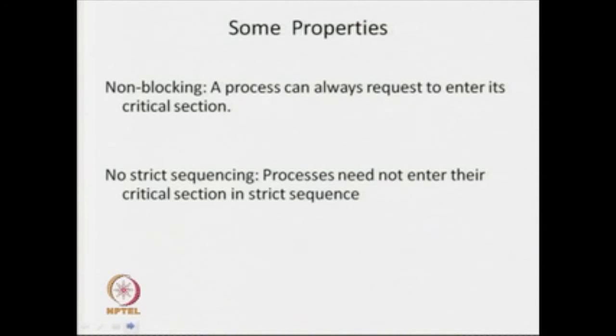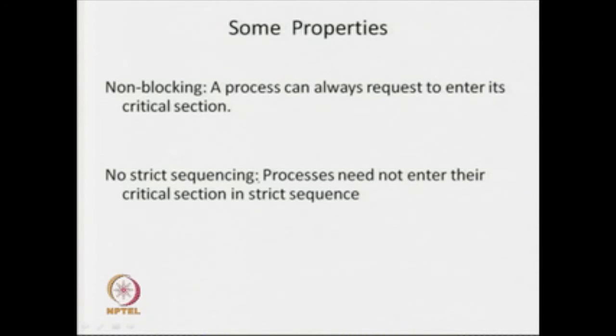Another property that must be satisfied by this mutual exclusion protocol is no strict sequencing. We should not impose any strict sequence on the processes. You cannot say that process P1 will go into the critical section, then I will allow process P2, then I will allow process P3, then again I will allow process P1 to enter into the critical section, then P2, like that. We should not put any restriction in this case. Without any restriction, without any sequencing, they will be allowed to enter into the critical section.